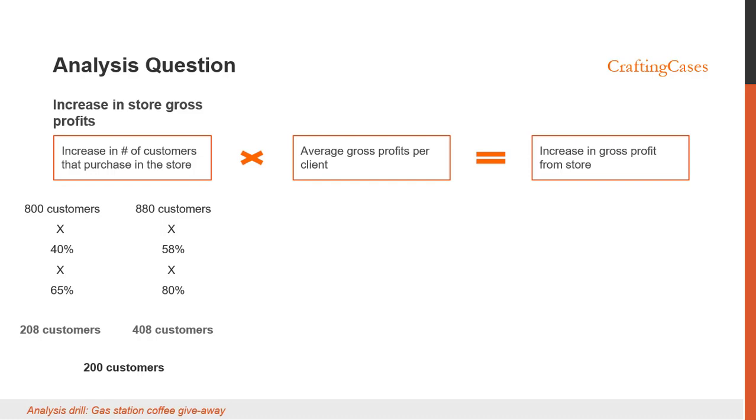Now, average gross profits per client is $20 times 25%, that's the gross margin, $5. The product of those two is $1,000 per week.